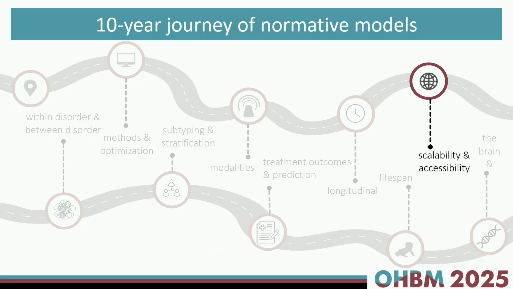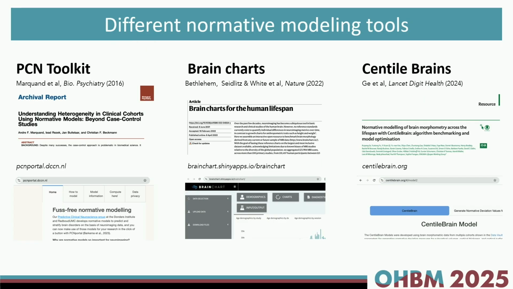One of the reasons that I think this has really exploded is because of the scalability and the accessibility of the tools that are now available. I think Paul Thompson in the Talairach lecture gave a really nice example of the value of open science and sharing large consortium data, and the power that can have. And alongside that, we've seen many methodological advancements.